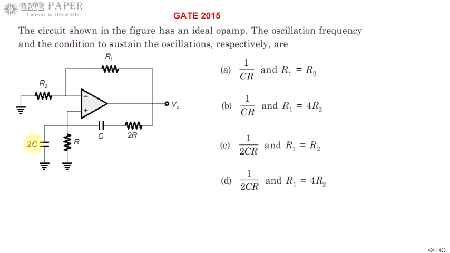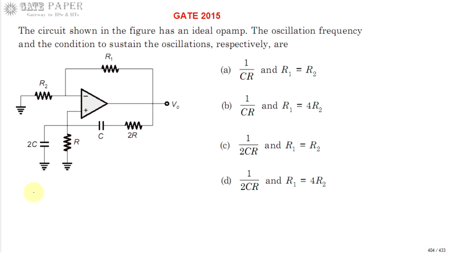We know every oscillator should satisfy some important things. One is that it must have positive feedback, and the loop gain must be equal to 1. Those are the two essential conditions. An oscillator always has positive feedback, and to get sustained oscillations, the loop gain, that is A into beta, is always equal to 1.